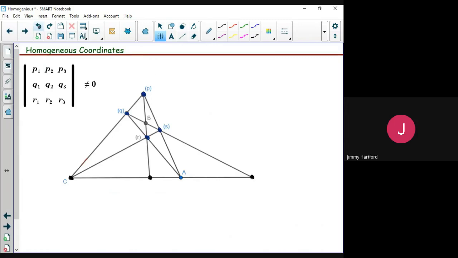Let A be the intersection of QR and PS. Well, that's going to mean that A has to be some combination of Q and R. And then since S is on the line PA, then S has to be some combination of A, which is Q and R, plus P. So then we have that S is just P plus Q plus R.